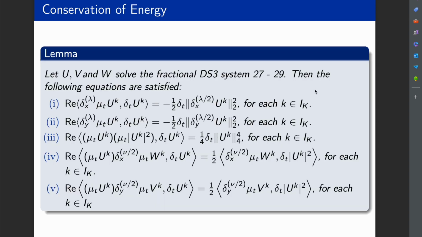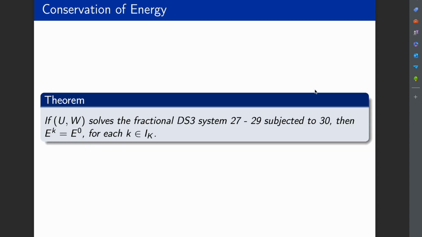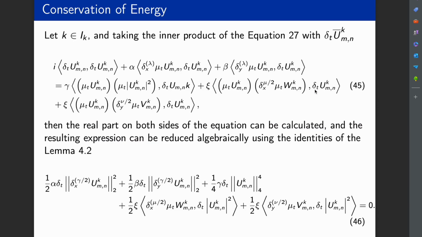Now we can talk about the conservation of energy. For that, we can use the following lemma, which gives us some useful identities for the inner product and the norms used on this system. The theorem here is that the energy is going to be conserved over time, and to demonstrate that, we can follow the following steps. First, we take equation 27, multiply it by delta t and the conjugate of u, and after some reduction of the system, using the identities, we can have the following expression.